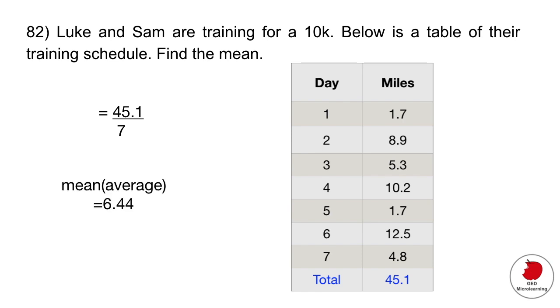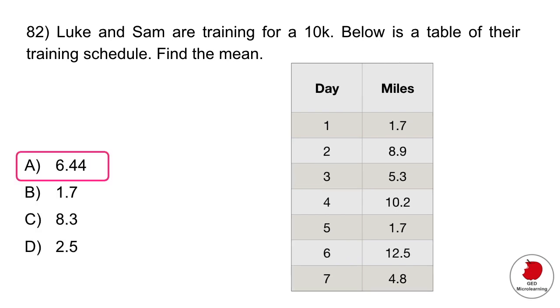So the average that they ran in their training was about 6.44 miles, okay, which is answer A.